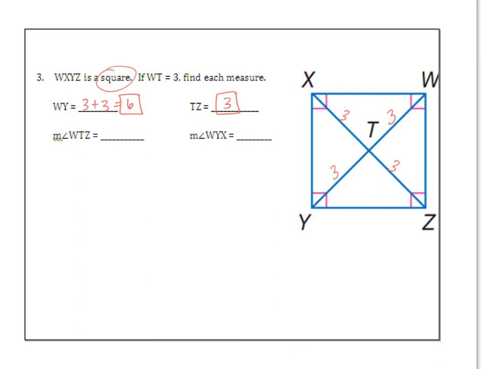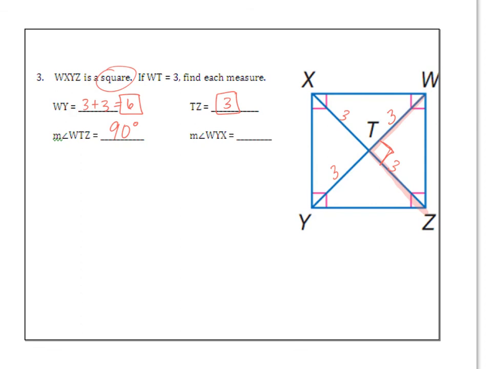Find the measure of angle WTZ. So WTZ, if I trace it, is this angle in here. And I believe since it's a square, those diagonals are perpendicular, so that is 90 degrees.